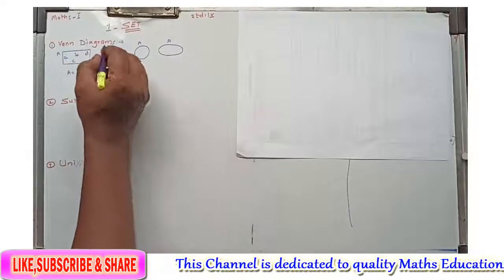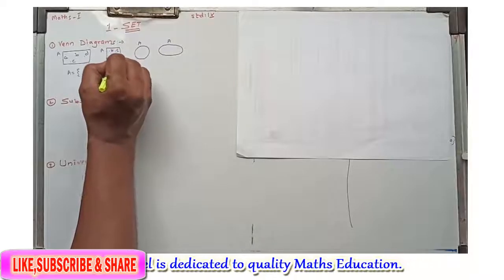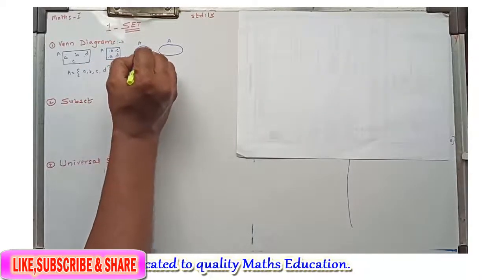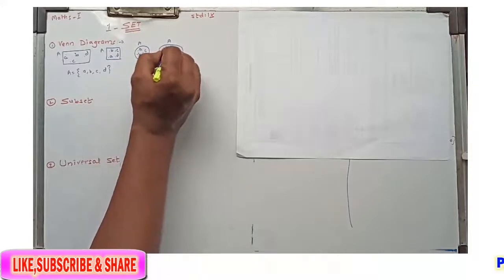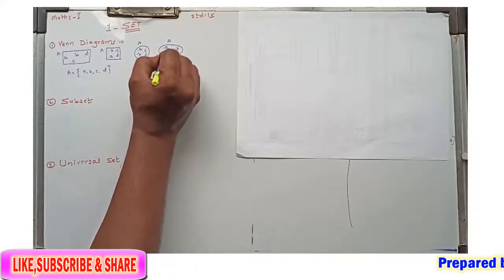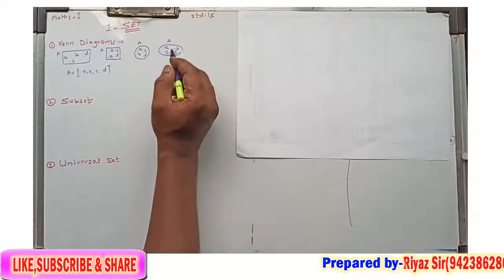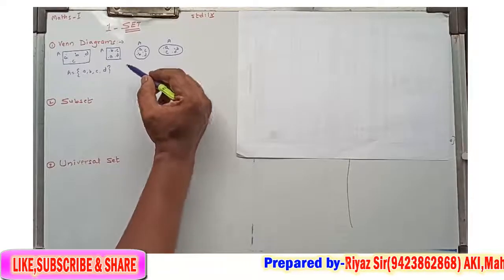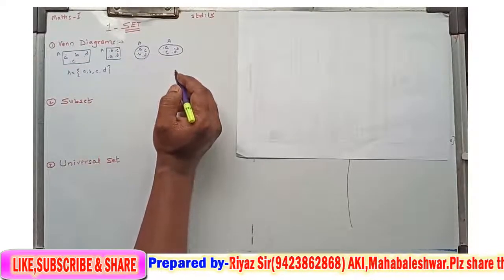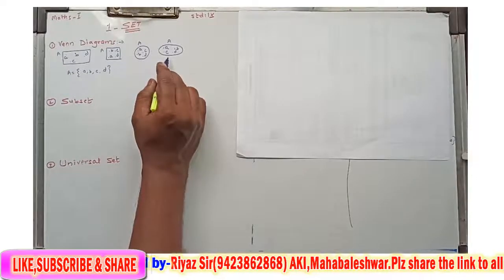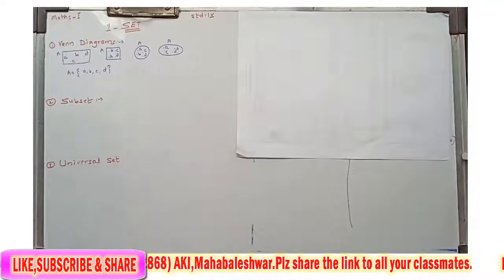You can take those points anywhere. Here this is A, B, C and D. Here it will be A, B, C and here it is D. Here A, B, here C and here D. In this way we represent any set by using a Venn diagram, by using these figures: rectangle, square, circle and elliptical shape.